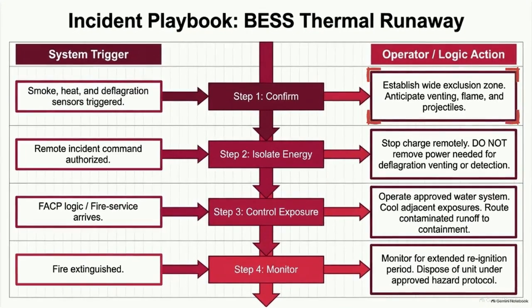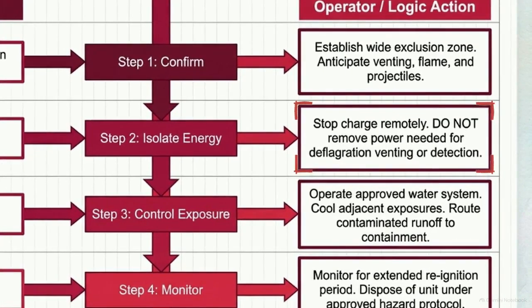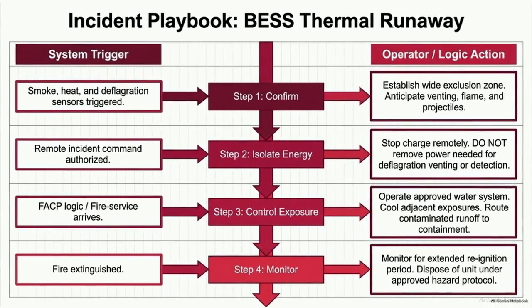Step 1 confirms the event across multiple sensors and establishes a wide exclusion zone. Step 2 isolates energy, stopping the charge remotely through authorized command. Isolation commands must never remove the specific auxiliary power required for deflagration venting or detection. Disabling these systems during a thermal event removes the active controls needed to prevent a container explosion.